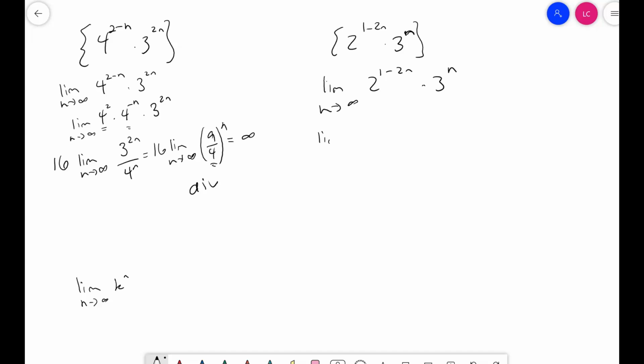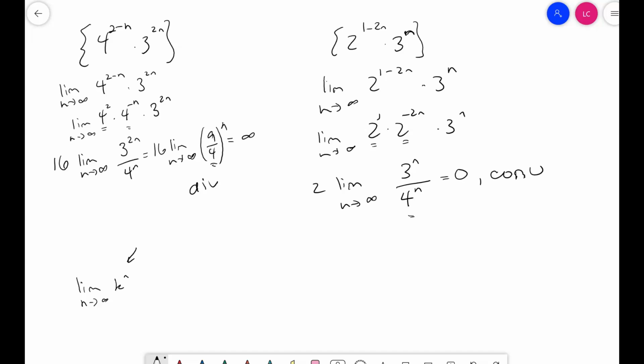All right, if I just play with the exponents here, 2 to the 1 times 2 to the negative 2n times 3 to the n. This 2 can come outside. Again, I want to find out what number it is to the nth power. So here's 3 to the n, and this can come downstairs as 4 to the n. So I see that the number to the nth power is 3/4. That equals 0, so it converges.